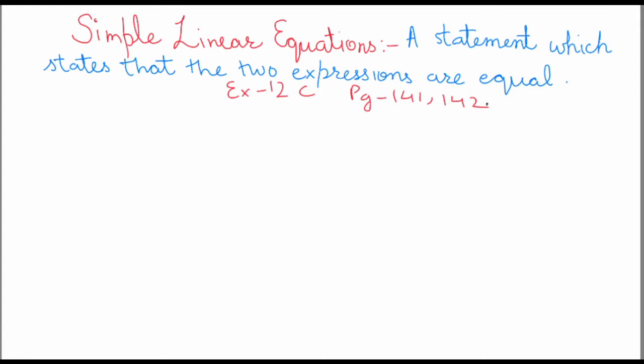Today we are going to start the chapter Simple Linear Equation. Now the meaning of a simple linear equation is a statement which states that two expressions are equal. The two expressions will be given and an equal sign will be in between them. We have done all this even in the 6th standard.